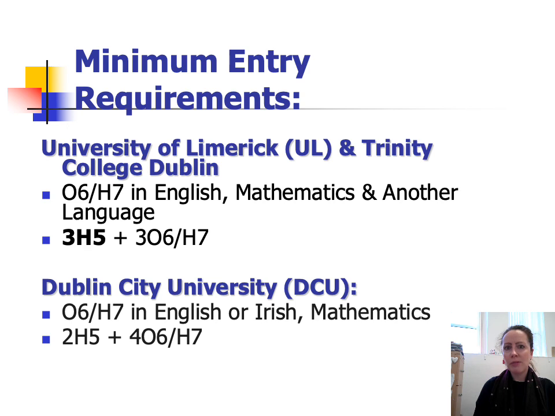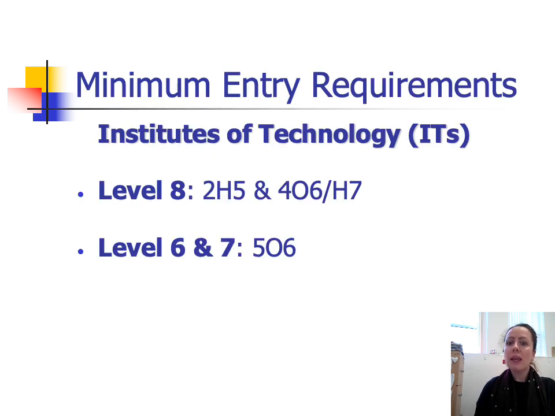So minimum entry requirements for UL and Trinity: O6/H7 in English, Maths and another language, 3 H5s and 3 O6. DCU: O6/H7 in English or Irish and Maths, 2 H5 and 4 O6/H7. In general, in ITs, your level 8 are 2 H5 and 4 O6, level 6 and 7, 5 O6.